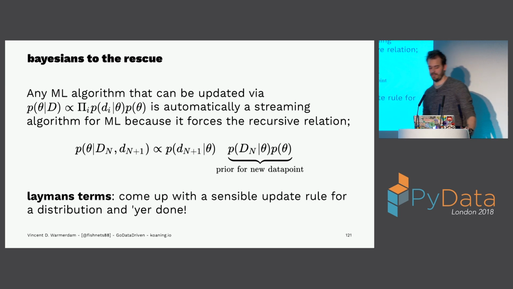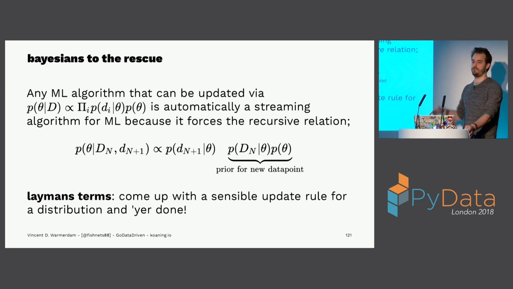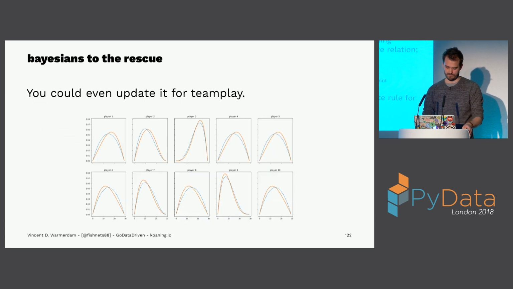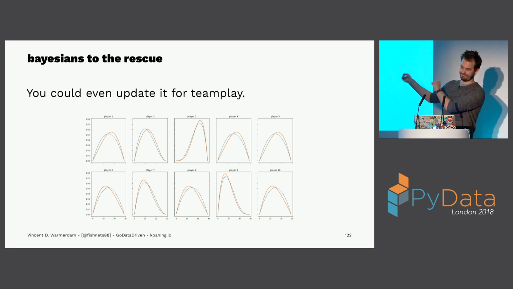And in layman's terms, if you come up with a sensible update rule for whatever we know before we see a data point, if you just come up with an update rule that updates a probability, you're done. And it's lovely. And if you do the math, you can also do this for teams. There's a separate talk I did at Berlin Buzzwords. Look at that if you want to know how to do this for Heroes of the Storm.